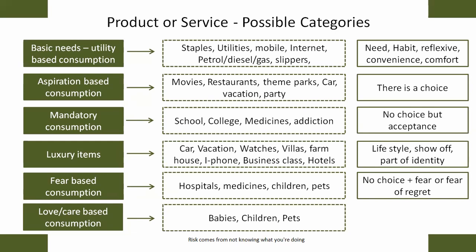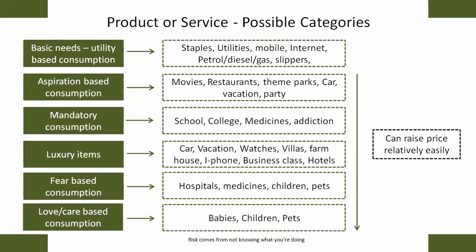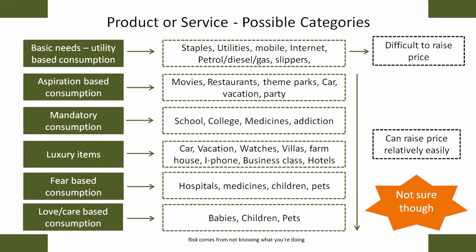Fear-based consumption, there is no choice, and there is a fear or fear of regret. And love and care-based consumption, here you're happy to make choice. You're happy to spend money for your child or baby or your pet. So because of this, these are the categories where it might be relatively easy to increase price. And in the first category, it would be difficult to raise price. But this is my assessment. I have not verified it. This is just a framework which I'm developing.